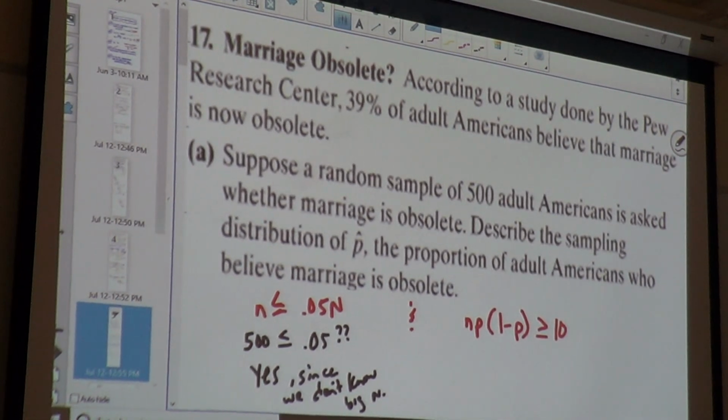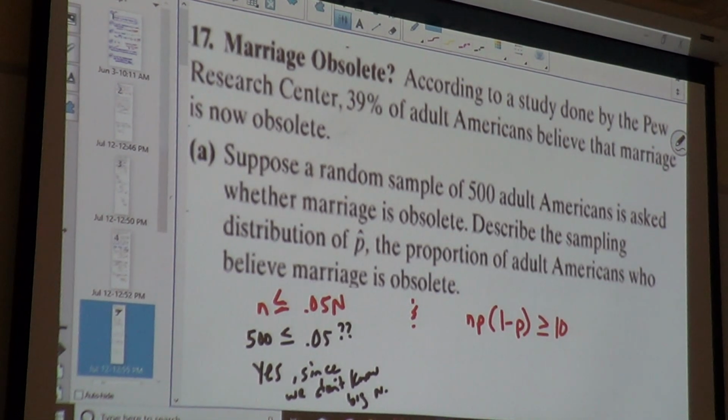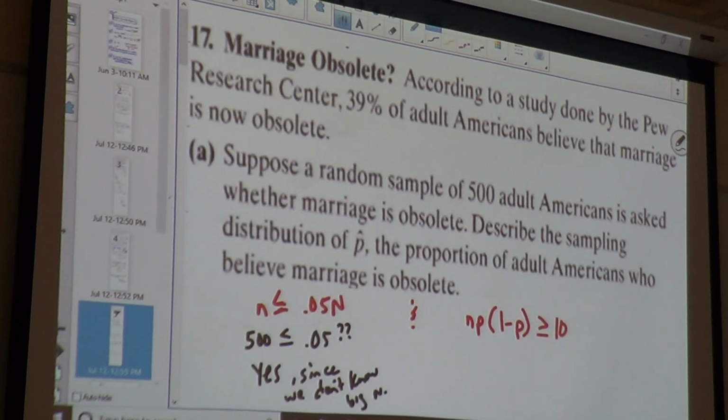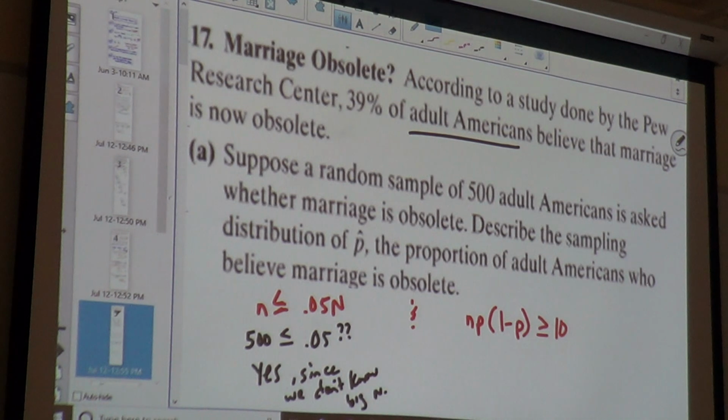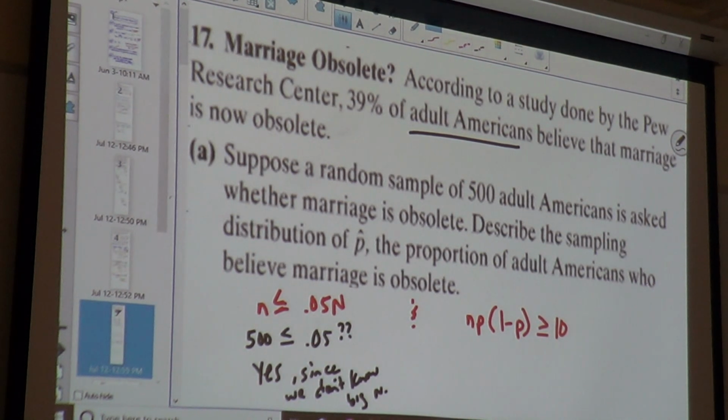What is little n? Isn't big N like 300 million, since it's adult Americans? Yeah. If we're doing all adult Americans, it's going to be the population of the United States, though that includes children. But we know it's going to be a big number. If you take 5% of that, it's still going to be huge, in the realm of 15 million. Yeah, it's going to be huge. And 500 is going to be a lot.